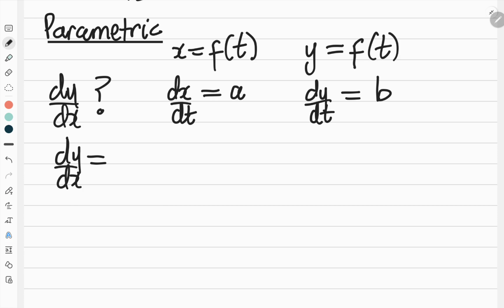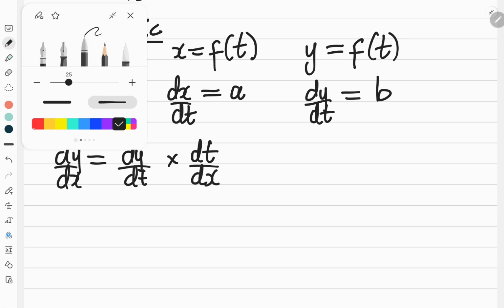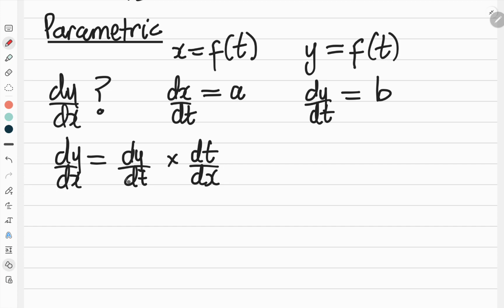So let us connect them through connected rates of change. This is going to become dy dt multiplied by dt dx. Yes, it has to be dy dt multiplied by dt dx because the dt and the dt can cancel out each other. And of course, we then remain with dy dx. So that's what we want to do.